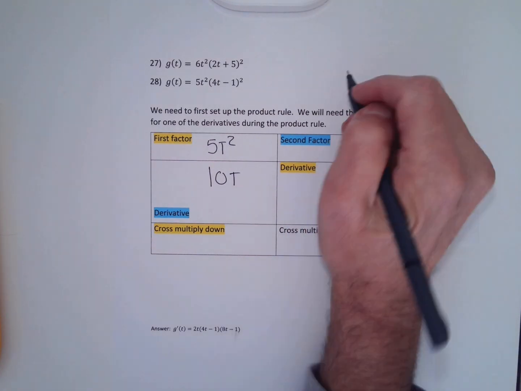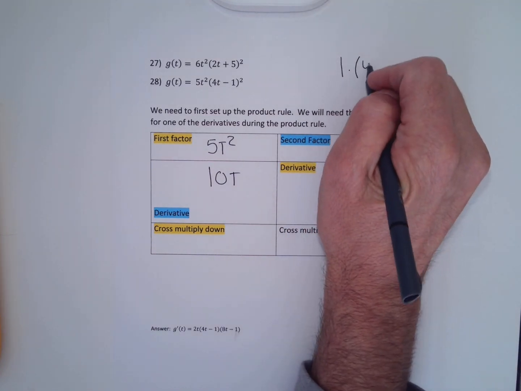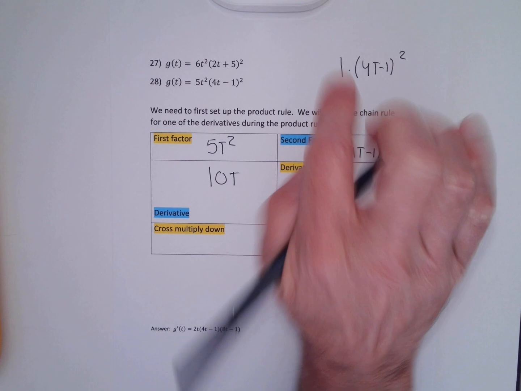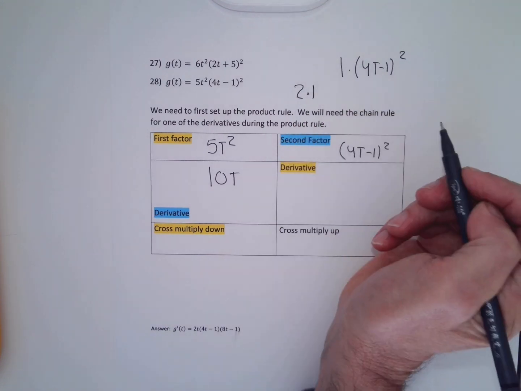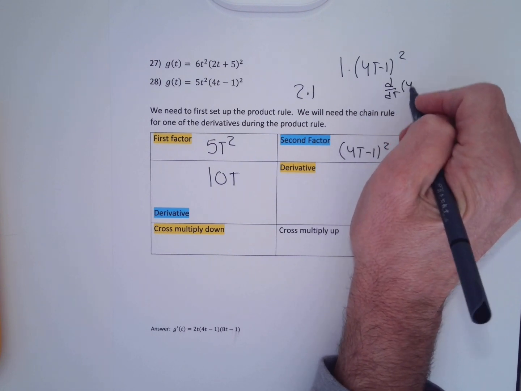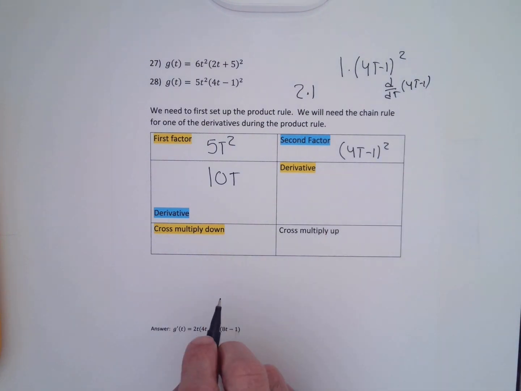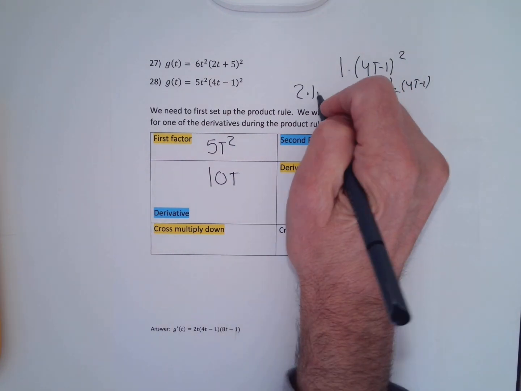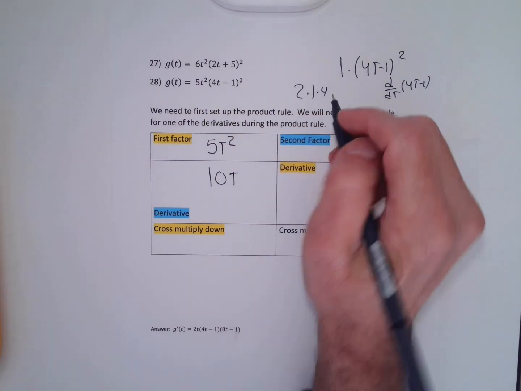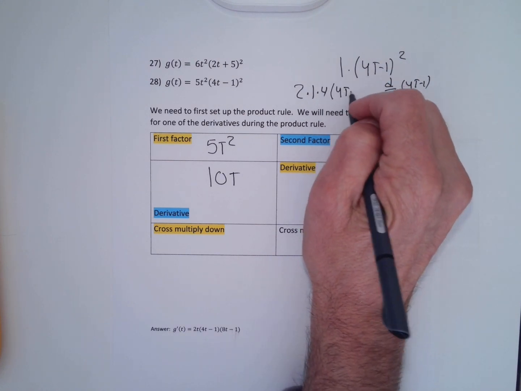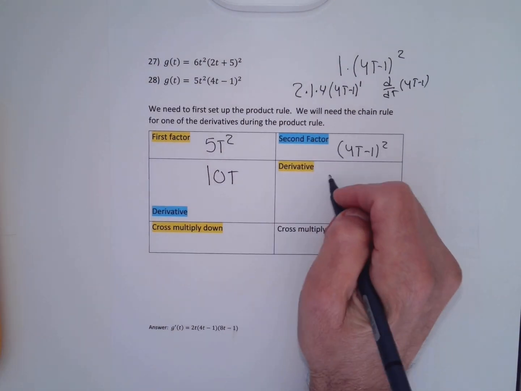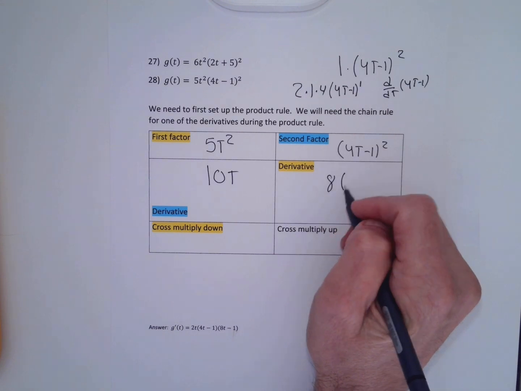So this derivative, that is 1 times 4t minus 1 squared. To find its derivative, I take the exponent 2, multiply it by the coefficient 1, and then I multiply by the derivative of the inside of the parentheses. That's the derivative of 4t minus 1. The derivative of 4t is just 4. The derivative of minus 1 is 0. So that's the derivative of the inside of the parentheses. And then I multiply by the parentheses with the exponent lowered by 1. So this derivative is going to be 8, that's the 2 times 1 times 4 times 4t minus 1.